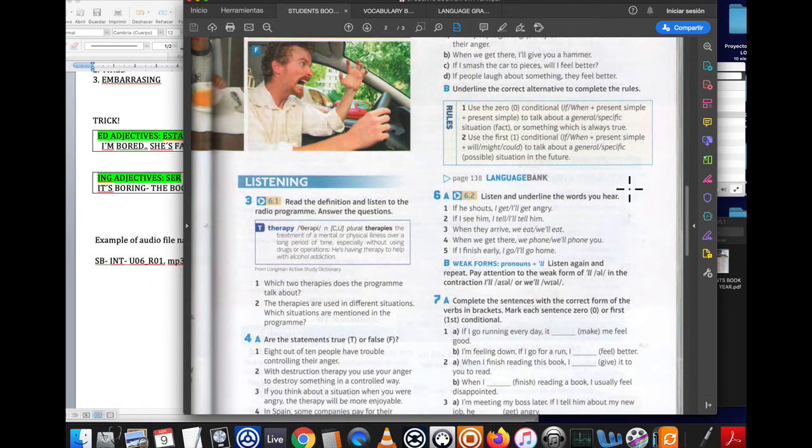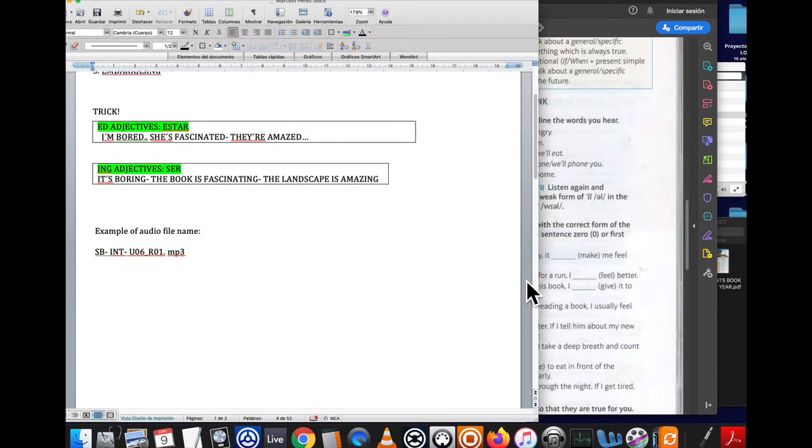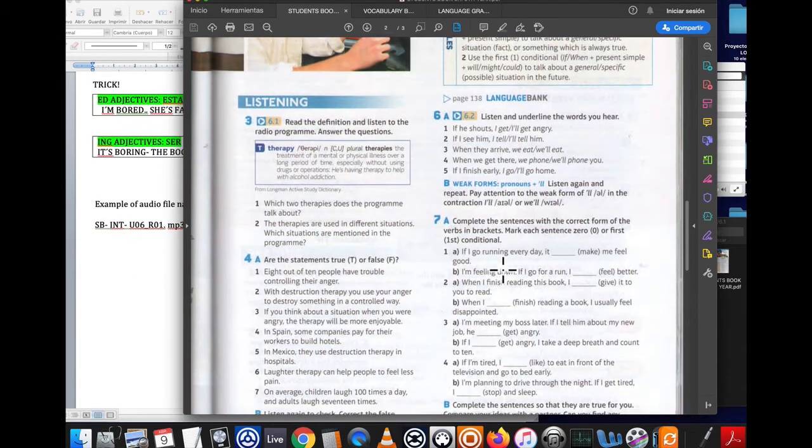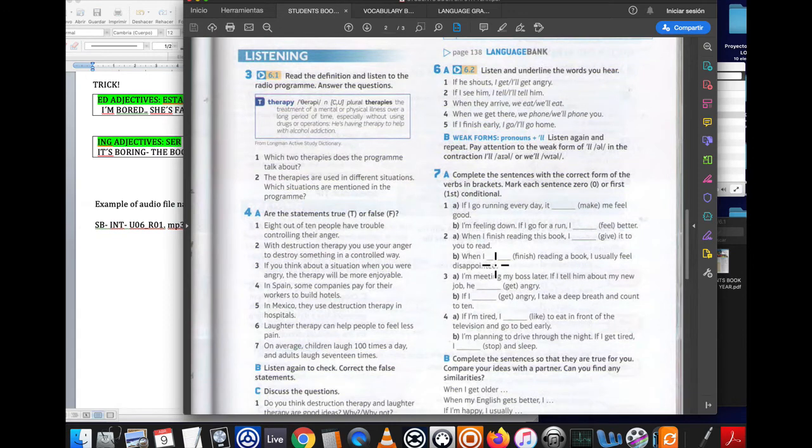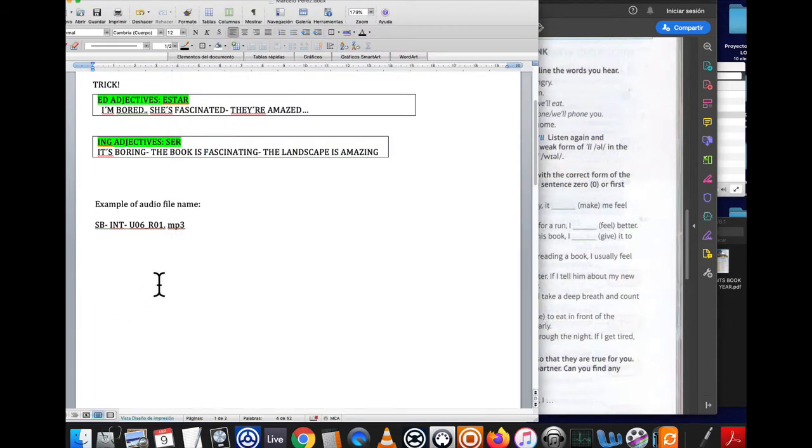Then you have a listening 6.2. You listen and underline the words you hear. Y me ponen en la hoja acá. Says me ponen get, will tell, will eat. No me ponen toda la oración, okay? Number 7, complete the sentences with the correct form of the verbs in brackets. Mark each sentence, 0 or first. Me ponen la oración, por ejemplo, me ponen 7A1, ¿sí?